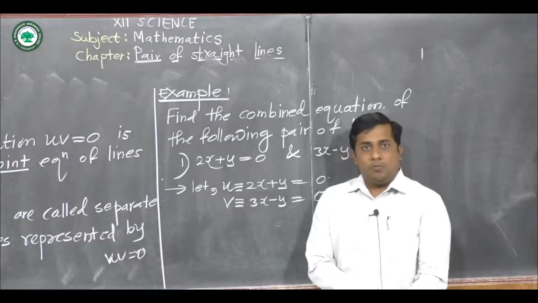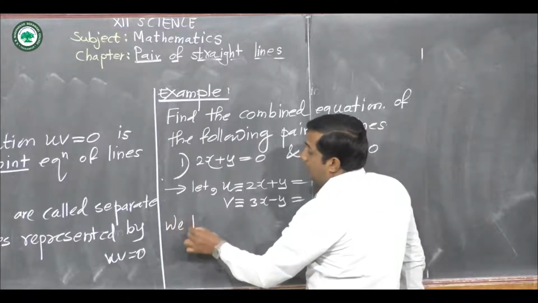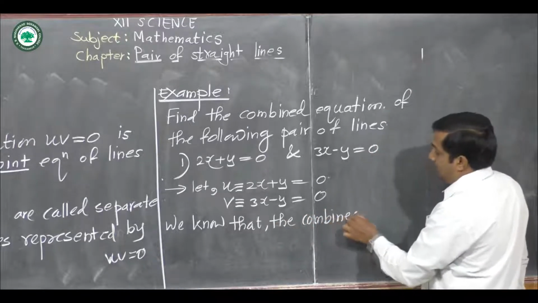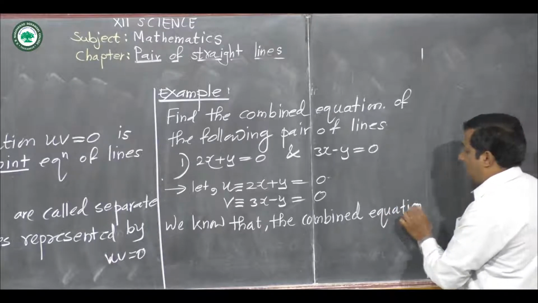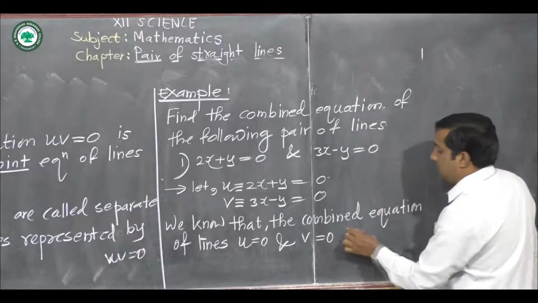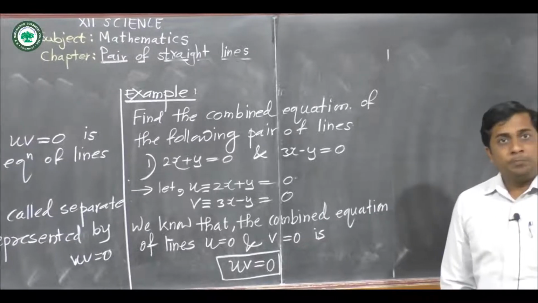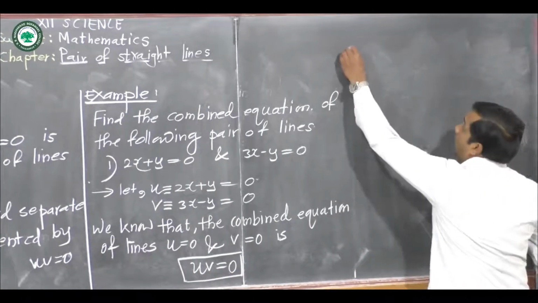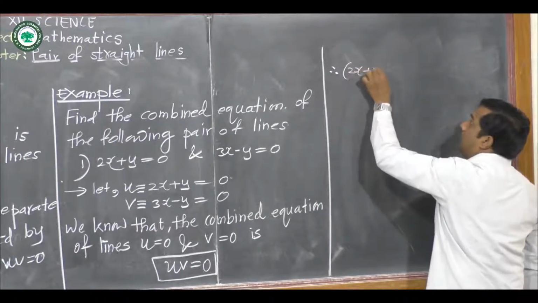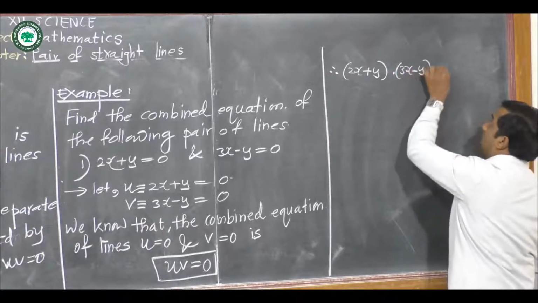Now we know u and we know v. We also know the combined equation of these two lines is u into v is equal to 0. Here I write, we know that the combined equation of lines u is equal to 0 and v is equal to 0 is u into v is equal to 0. So we replace u and v. Therefore, for u given 2x plus y, into, for v given 3x minus y, and this is equal to 0.